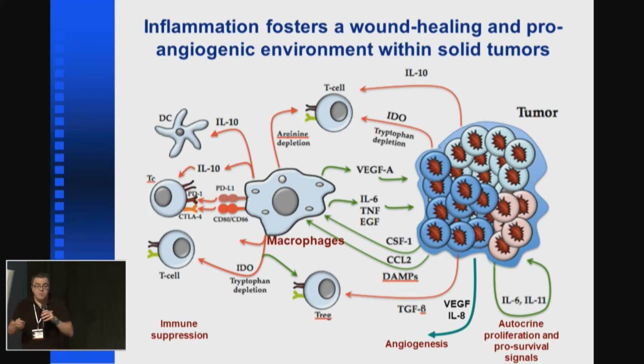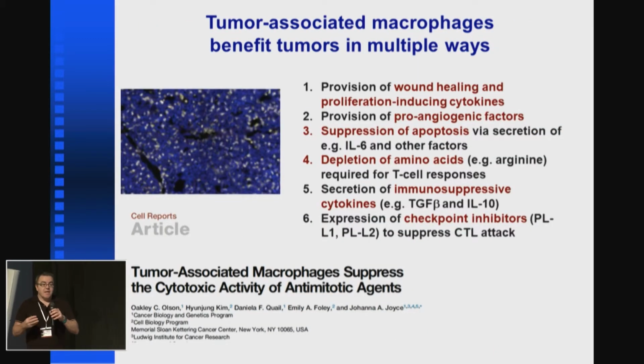So on multiple levels, we now know that if tumors manage to attract the attention of the immune system and particularly induce a wound healing type response in the tumor, these macrophages that are recruited to the tumor can actually be basically tumor protective by producing wound healing cytokines, proliferation-inducing cytokines, as I've mentioned, producing angiogenic factors, and multiple other molecules that actually suppress immune responses within the tumor.